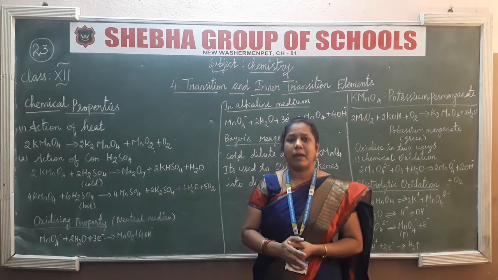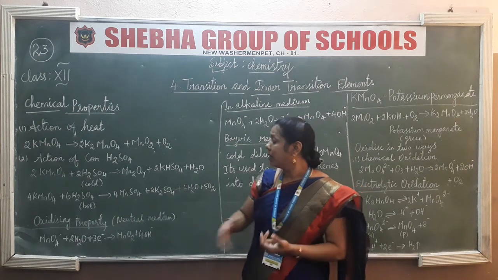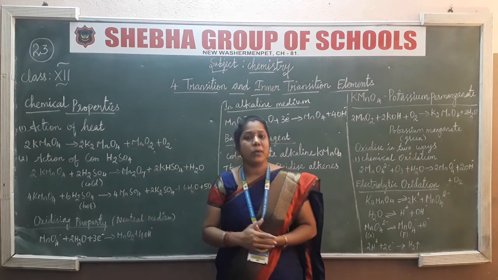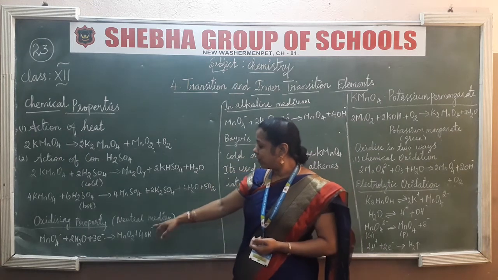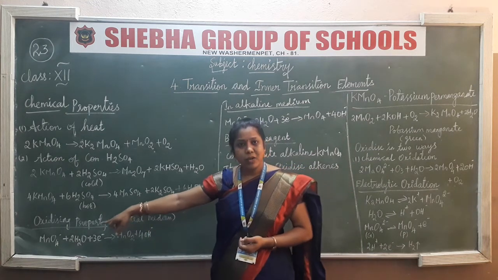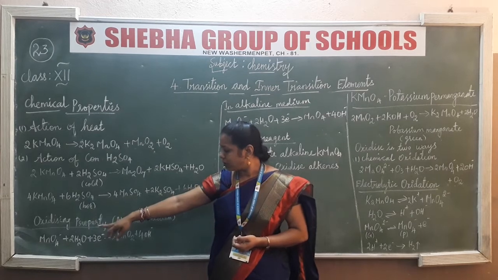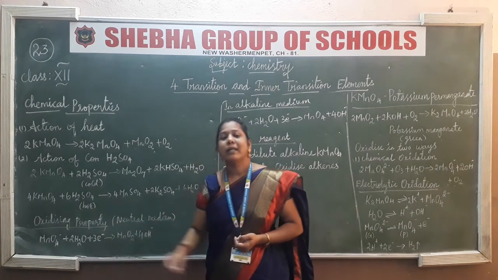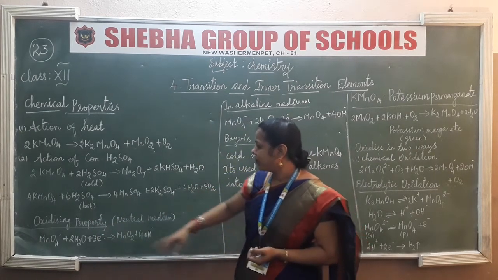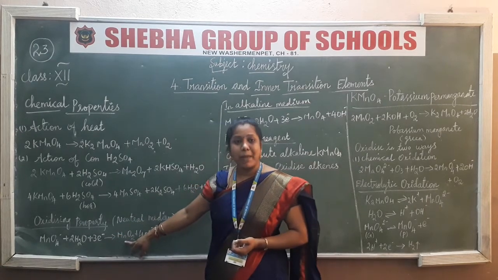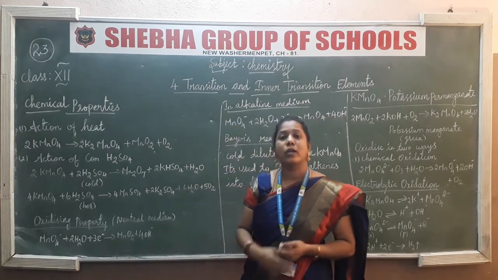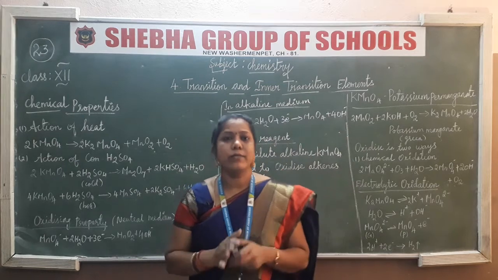So just as we saw dichromate as an oxidizing agent naturally, the same way it is there in potassium permanganate. That is a neutral medium. For the neutral medium, manganese ions have to react with water molecules and with the gain of electrons we get manganese oxide and hydroxyl ions too. So that is the neutral medium.